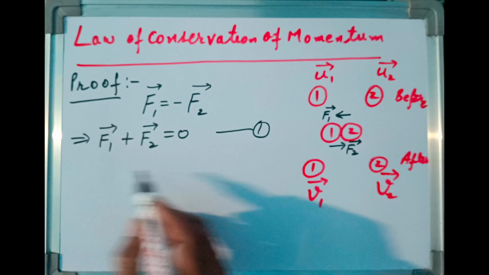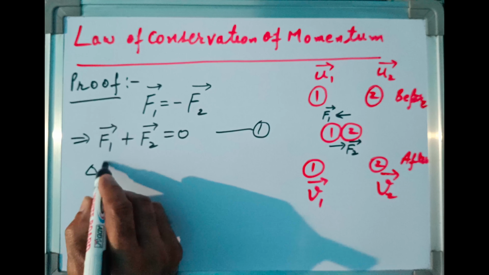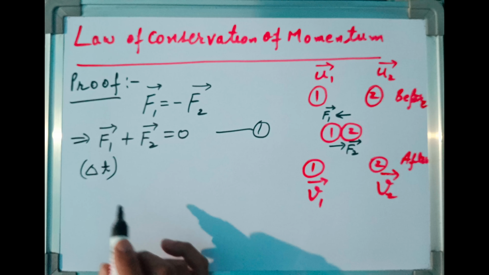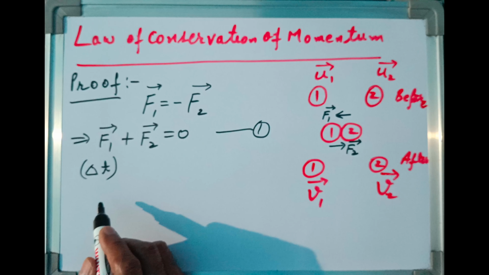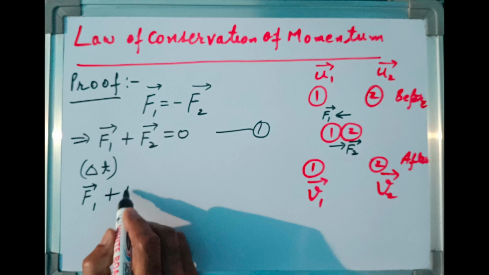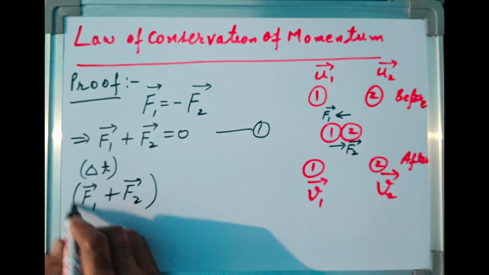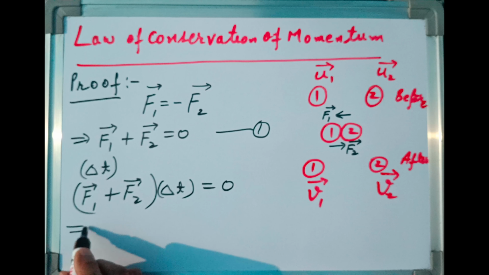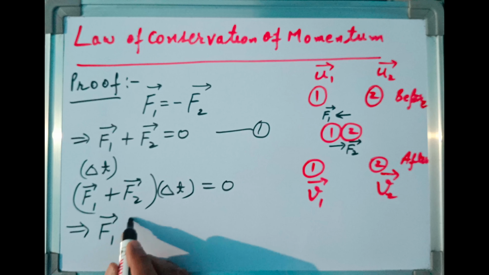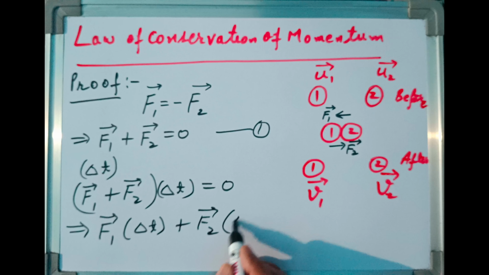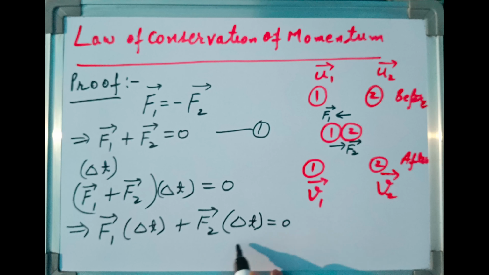Now suppose the collision takes place for a very short interval of time, delta t. If I multiply equation number 1 by this short interval of time, I will get (F1 vector plus F2 vector) multiplied with delta t is equal to 0. This gives us F1 vector into delta t plus F2 vector into delta t equal to 0. Let me call it equation number 2.